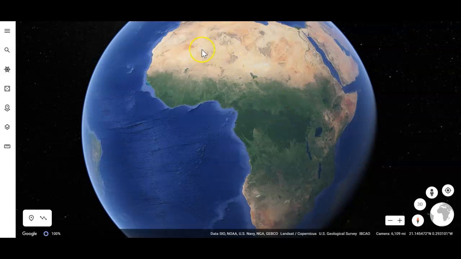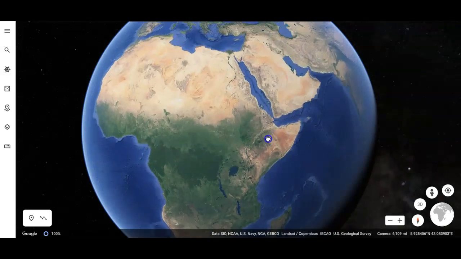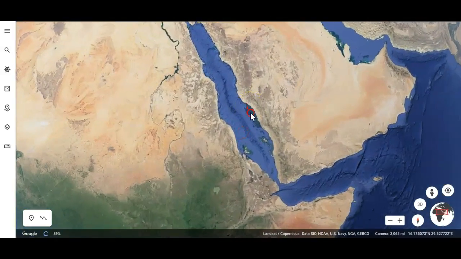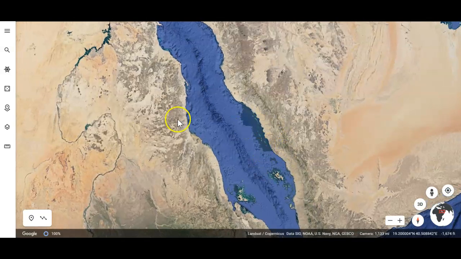What you may not know is every place you move your cursor, Google Earth is constantly tracking the latitude, the longitude, and the elevation of wherever your cursor is. So if I move in here, I'm going to scroll down and look very closely. This is the coast of Africa. This is Egypt, and this would be Saudi Arabia. And what we want to focus on are a few numbers located right down here at the bottom of the screen. Specifically, these ones right here.